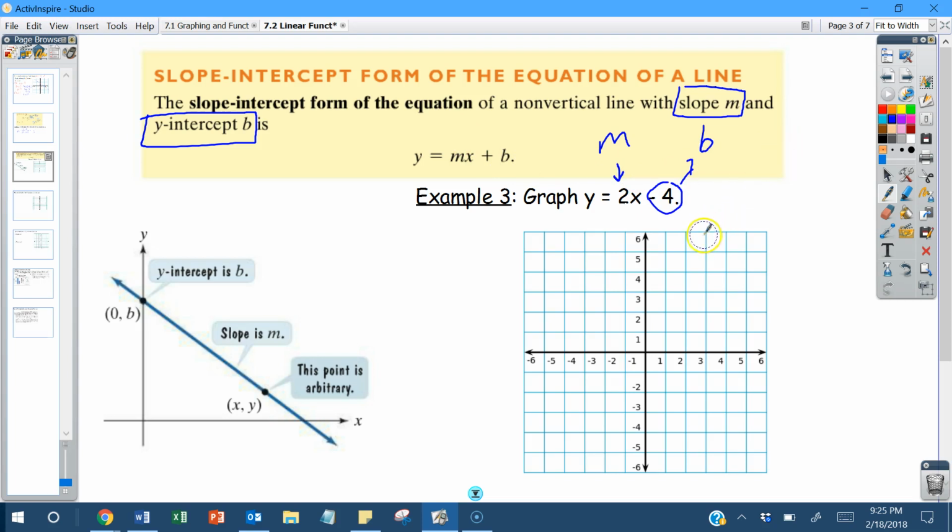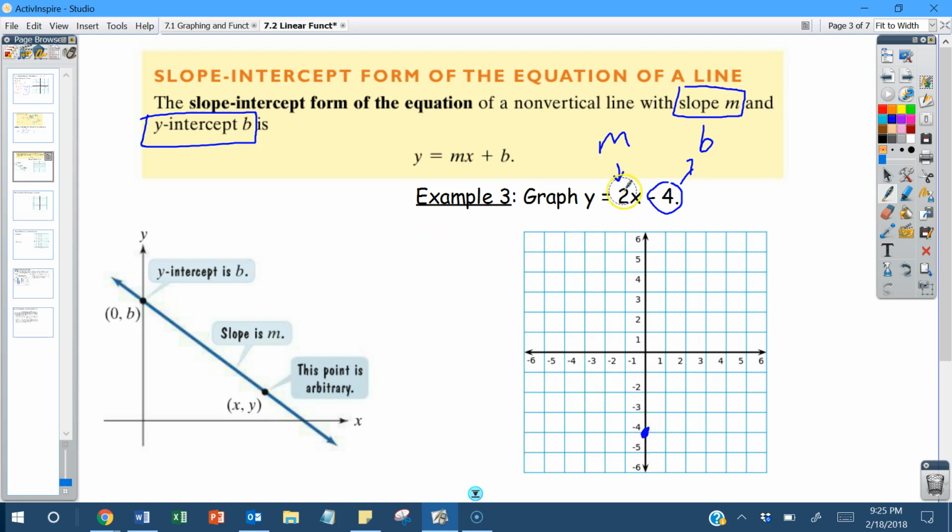So I have the slope and I have the y-intercept. So I know that where it crosses the y-axis is at negative 4. This is a really handy form because all I saw was a minus 4 there. I knew it was in slope-intercept form. And that allowed me to put a point on the graph already.